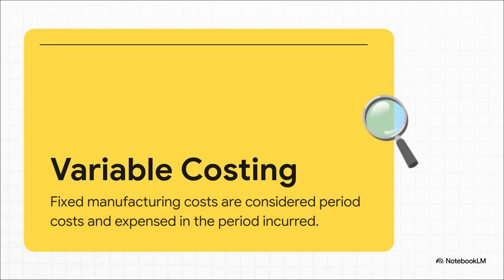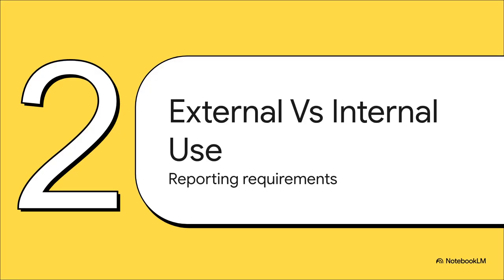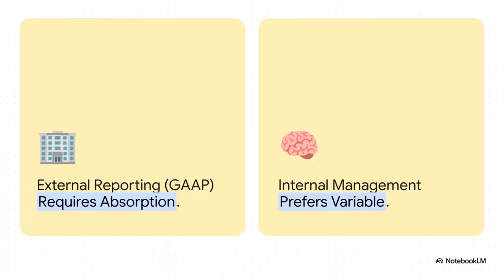Section 2, external vs. internal use. Now, you might be asking, why on earth do we have two completely different systems to track the exact same production? It's a great question, and it really comes down to the audience looking at the numbers. External reporting, which is governed by GAAP, strictly requires absorption costing. Why? Because GAAP wants external stakeholders to see a product cost that captures everything required to make it, including things like factory rent and depreciation.